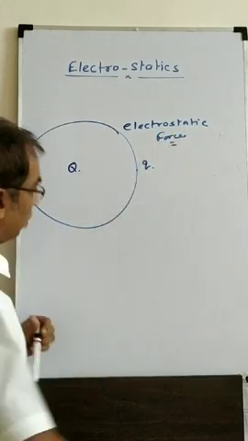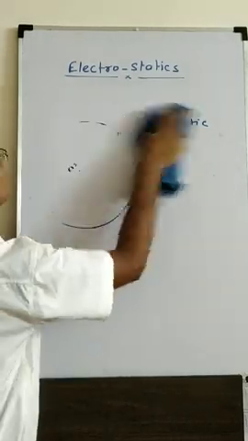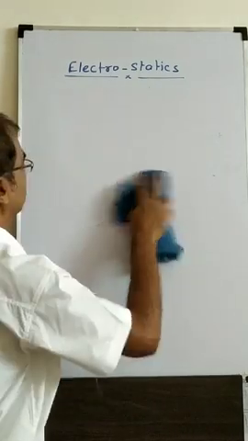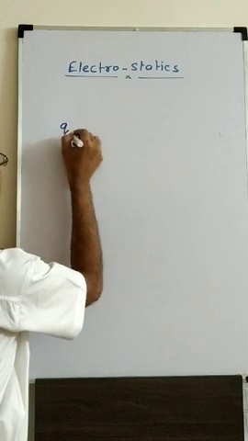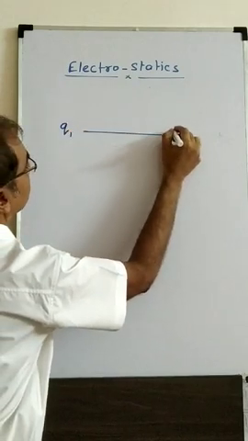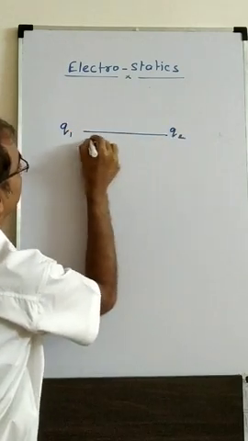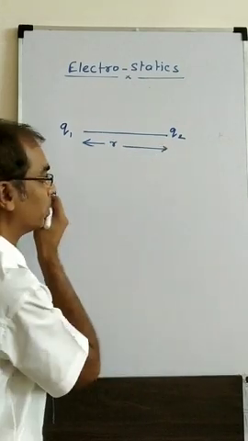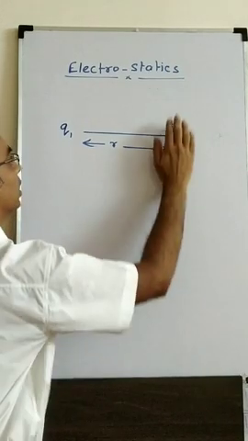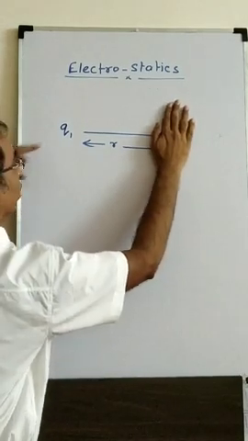Now, suppose I take two charges, Q1 and Q2, and the separation between them, let's say, is R. Now what we are going to do, we are going to make one fixed. Suppose I made it fixed and I am going to release the other.